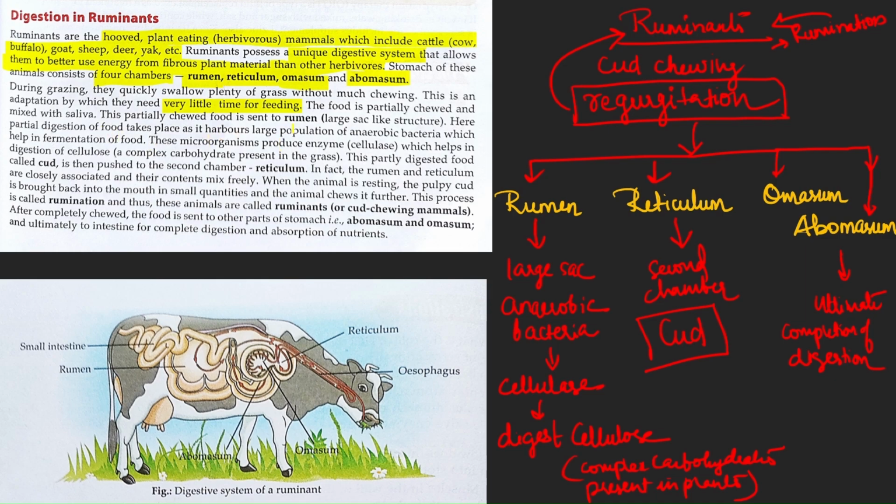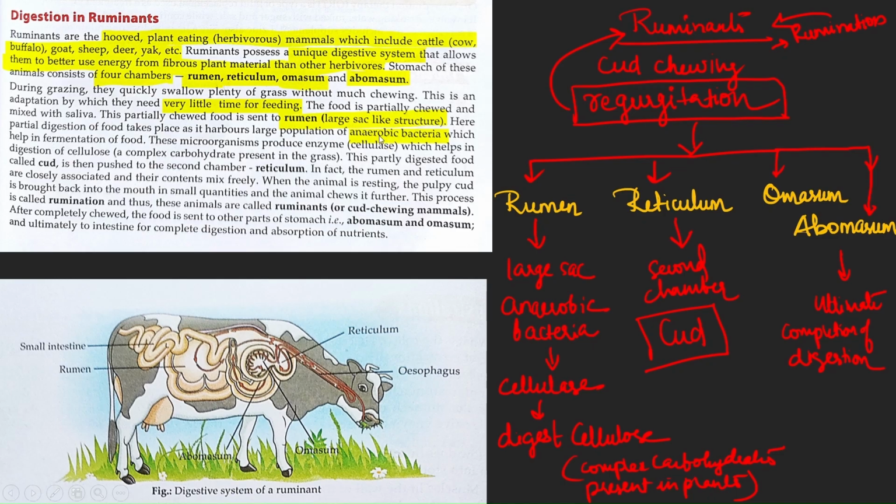This partially chewed food is sent to the rumen, the large sac-like structure. Here, partial digestion of food takes place, and it harbors a large population of anaerobic bacteria. Anaerobic bacteria means bacteria which do not need oxygen to survive. Anaerobic bacteria help in the fermentation of food.